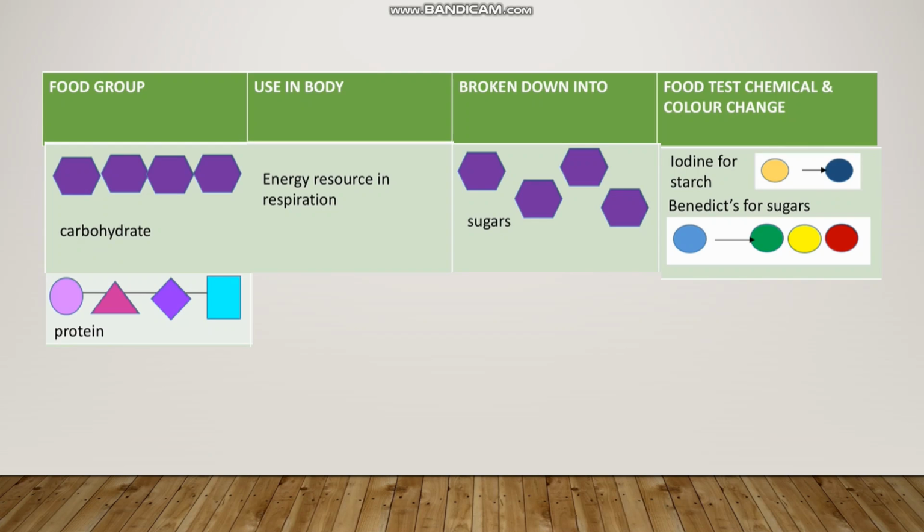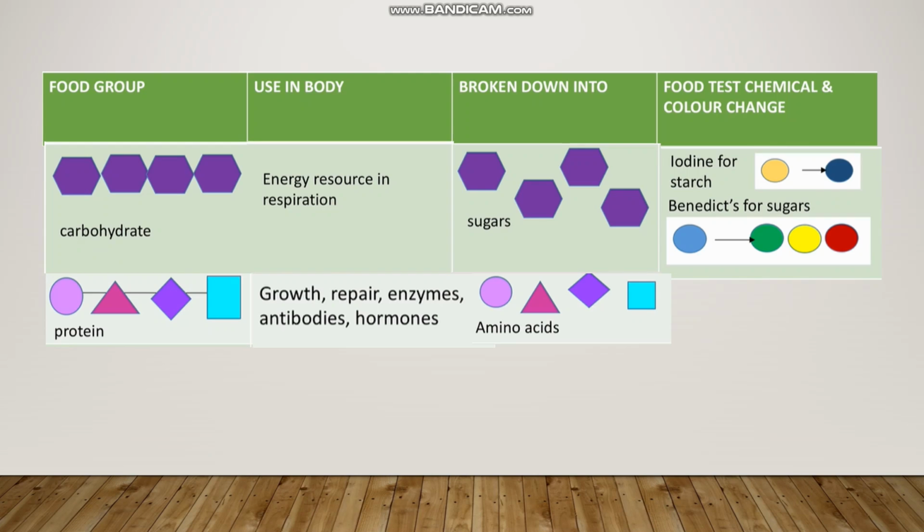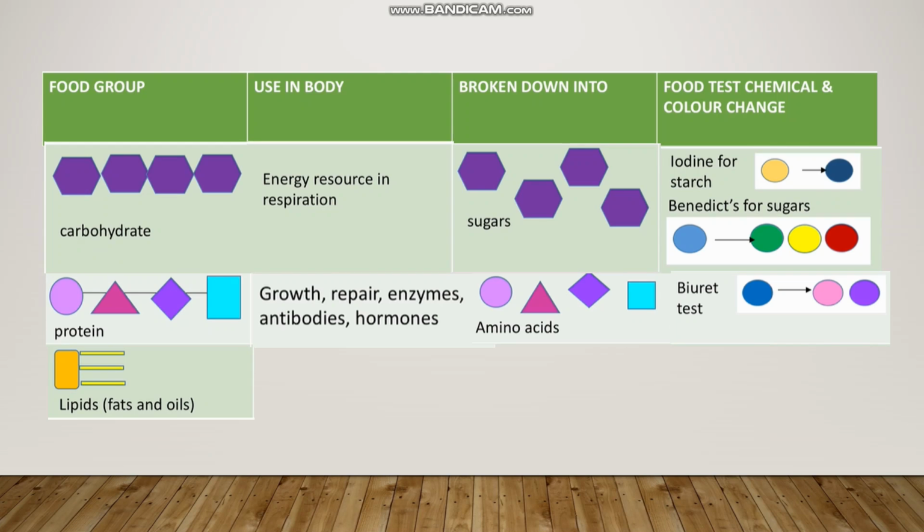Another food group broken down in the digestive system is protein. Protein is obviously used for growth and repair, as we have learnt in the last video, and proteins are also chains of amino acids. A biuret test can be used to test for the presence of protein. For the biuret test, the chemical is blue. If there's protein present in the solution, it will go either pink or purple.